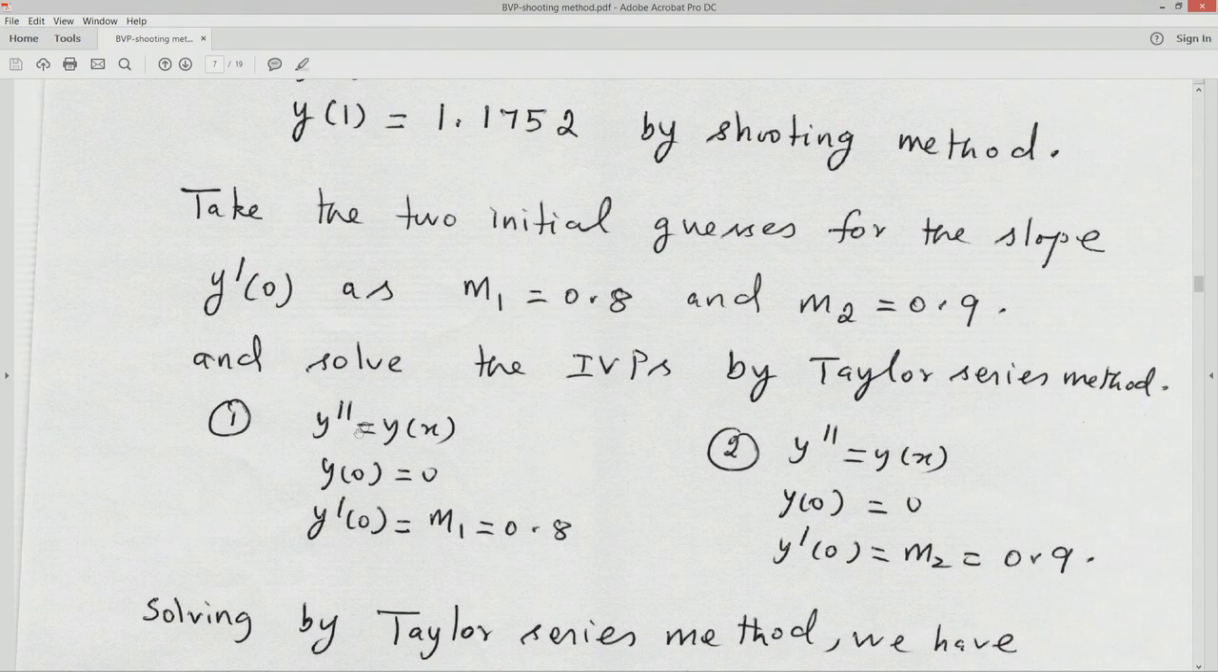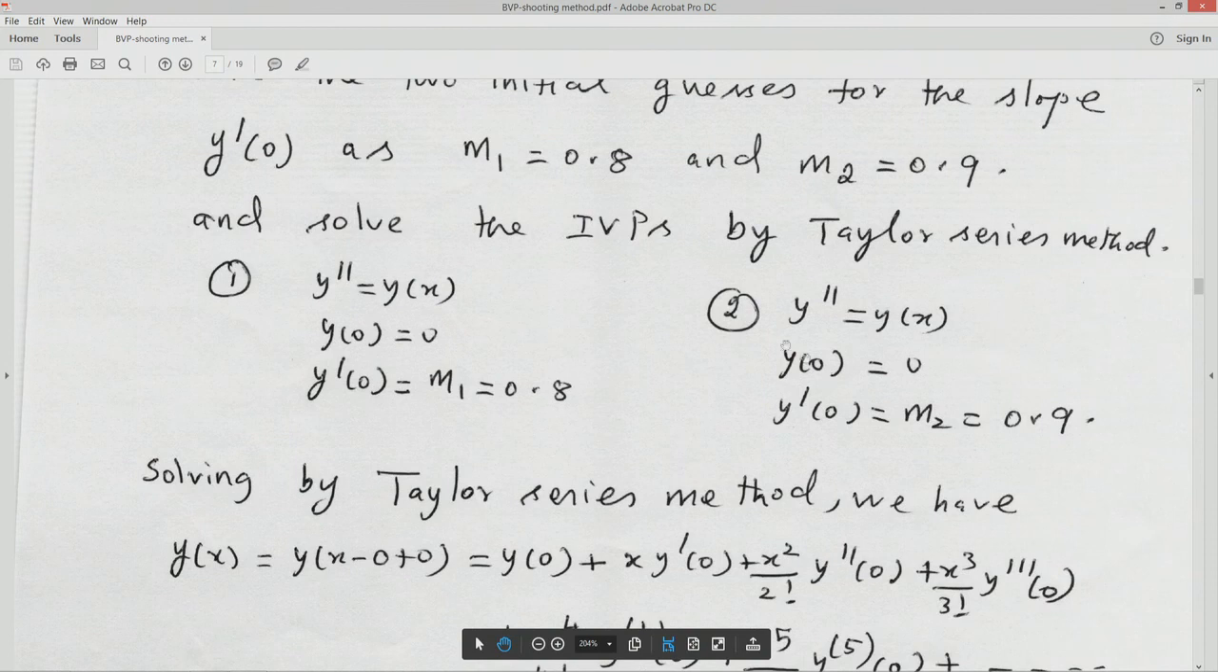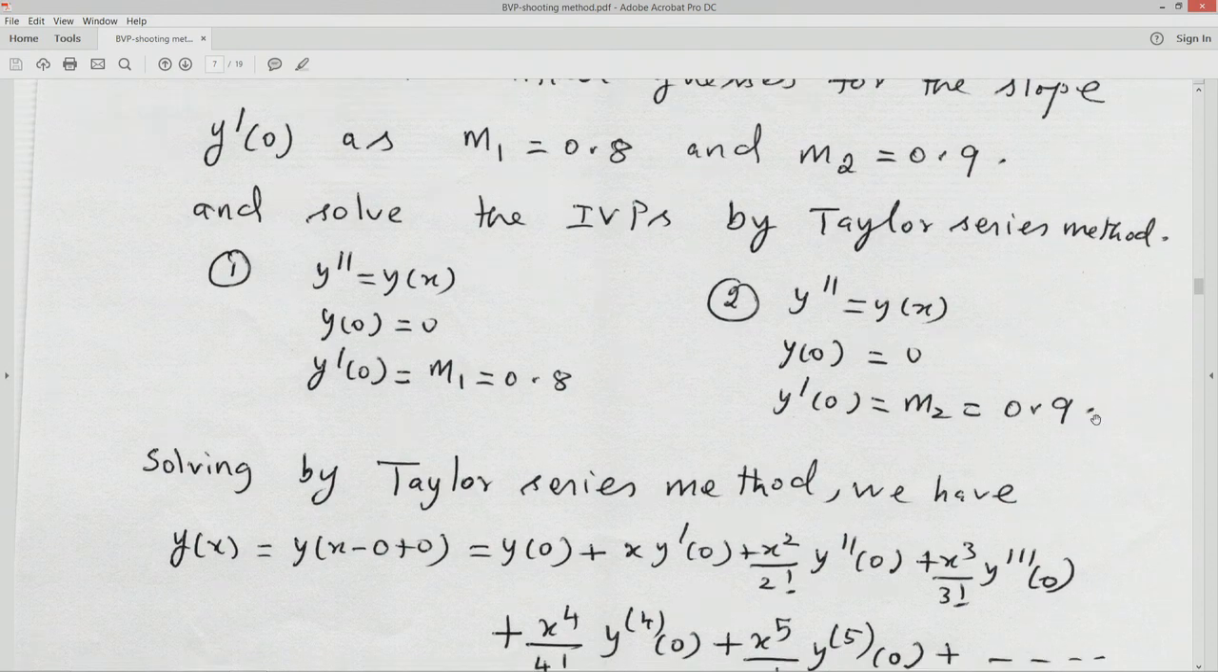And write down the two initial value problems. What are they? Y double dashed is y of x and y of 0 is 0 and y prime 0 is our first initial guess, which is 0.8. What is the second initial value problem? That is again y double prime equal to y of x, y of 0 equal to 0 and y prime 0 is m2 and that is 0.9, and that is what we have guessed.